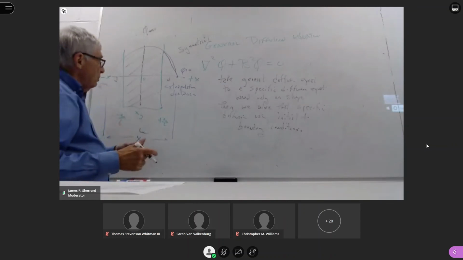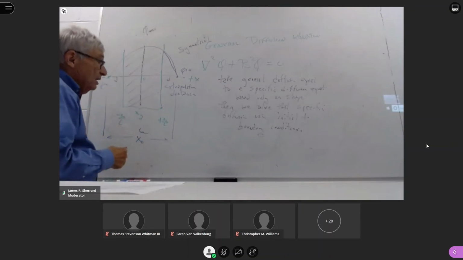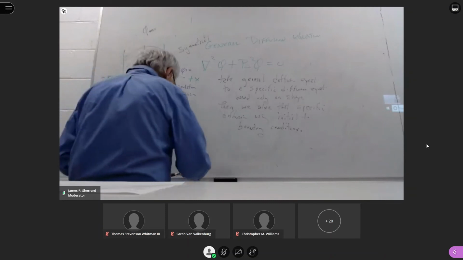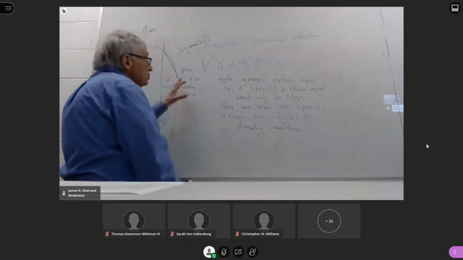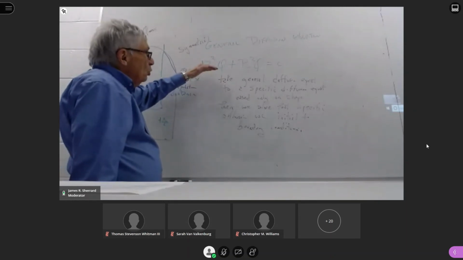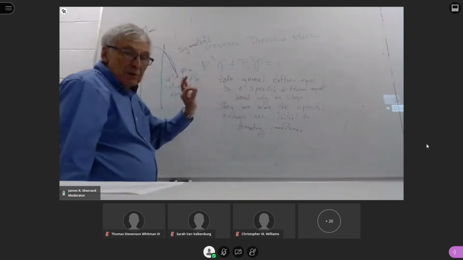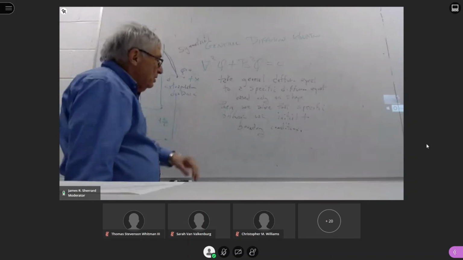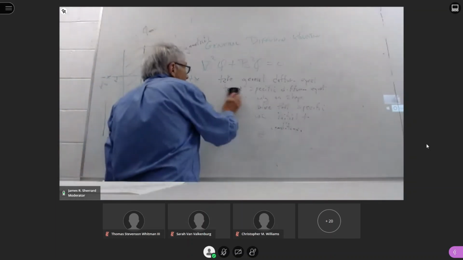That's sort of in words what we're going to do. So let's look at that. Let's take the general diffusion equation, and then we're going to correct this for a specific shape, and then try to solve that.